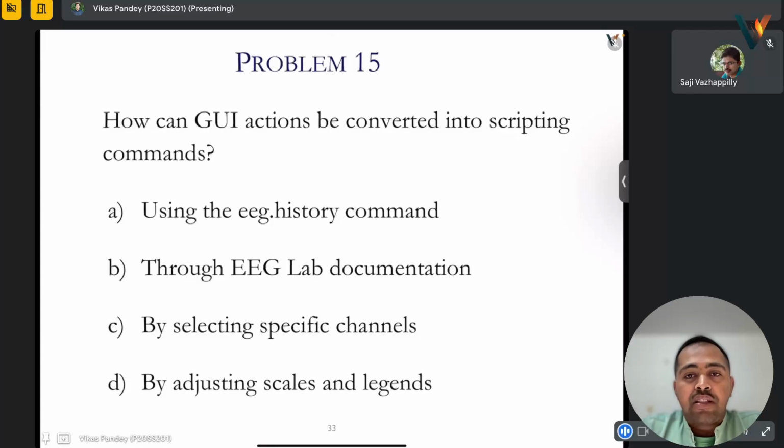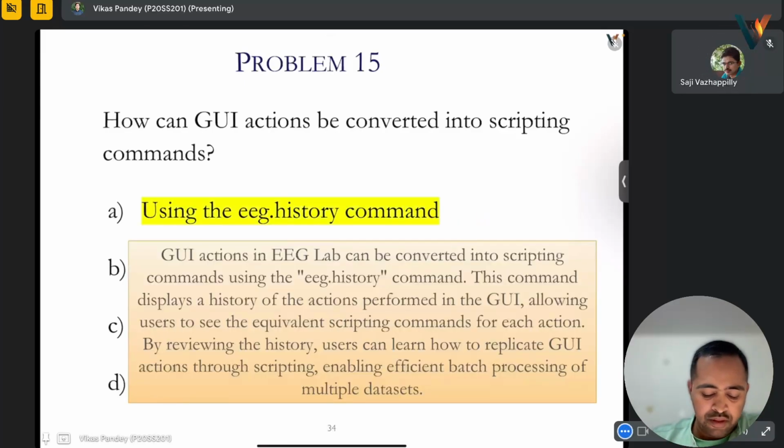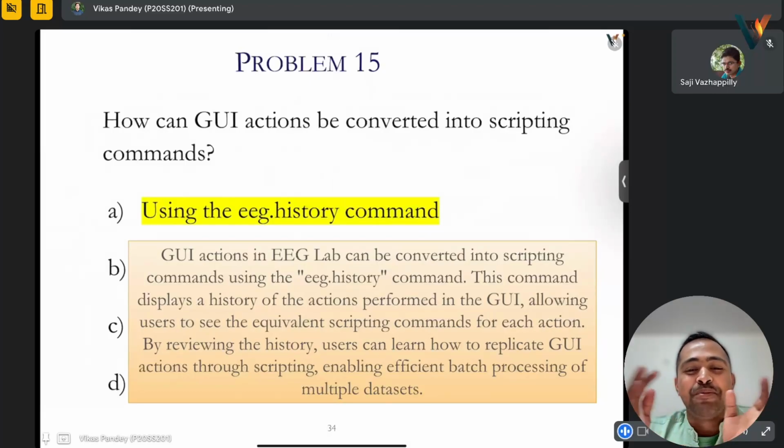How can a GUI action be converted into scripting commands? Using the eeg.history command, through EEGLAB documentation, by selecting specific channels, or by adjusting scales and legends? The first one, that is the eeg.history command. This command displays the history of the actions performed in the GUI, so we can directly copy and paste the scripting command for understanding that.